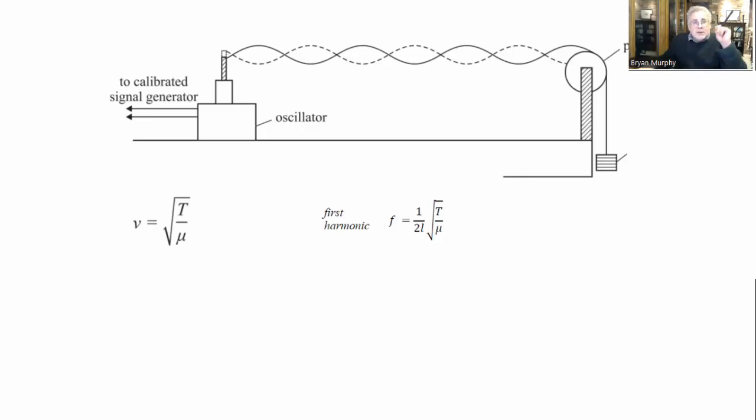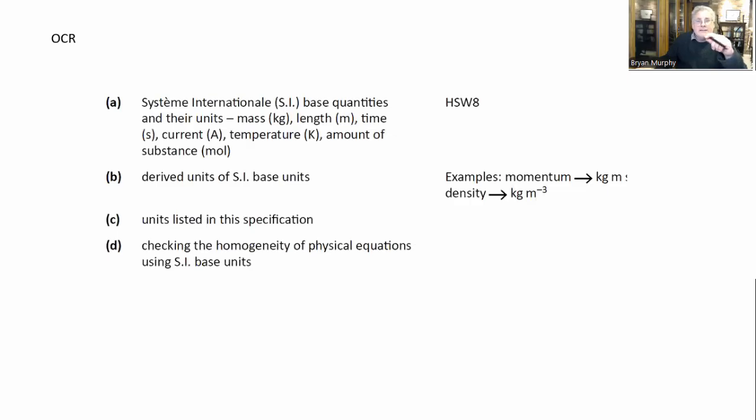Now, let me just show you what OCR say. If you're doing OCR, this is your spec. We've got the SI units, Système International. Mass, length, time, current, temperature, and mole, amount of substance. I'm not all that bothered at the moment about current, temperature, and the mole, because we can leave those for another subject. I'm only interested in mass, length, and time: kilograms, meters, and seconds. Those are called SI base units.